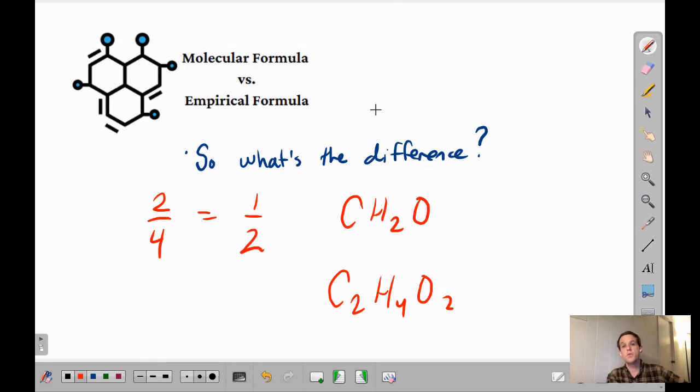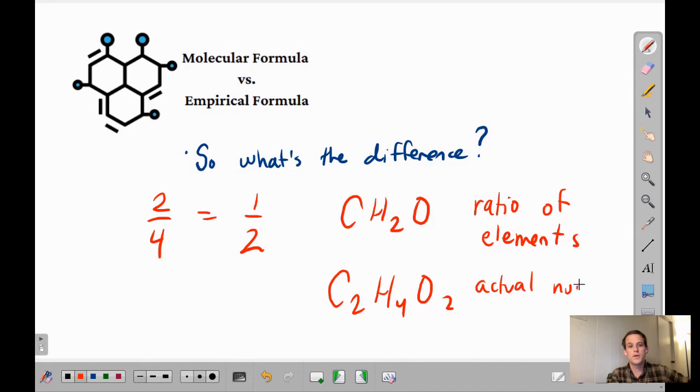So why are these both helpful? Well, the empirical formula helps describe the ratio of elements present in a specific compound. The molecular formula can be more helpful because it actually tells us the actual number of each element in a compound.